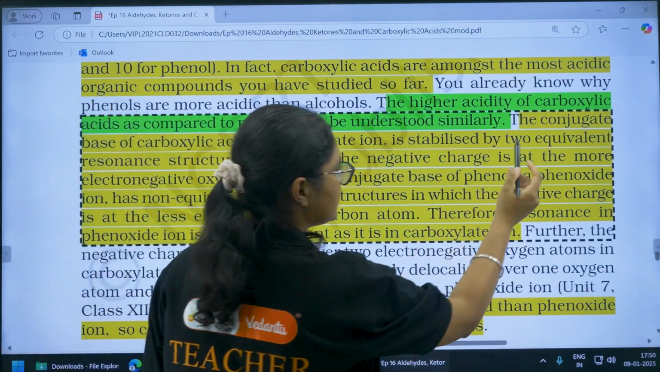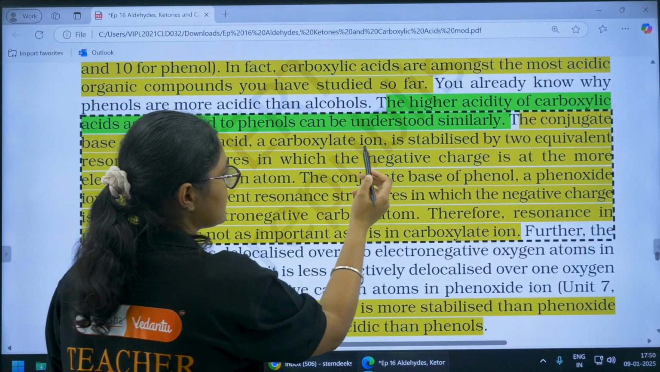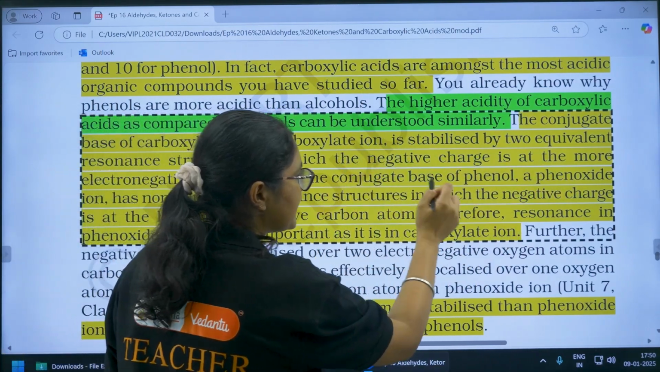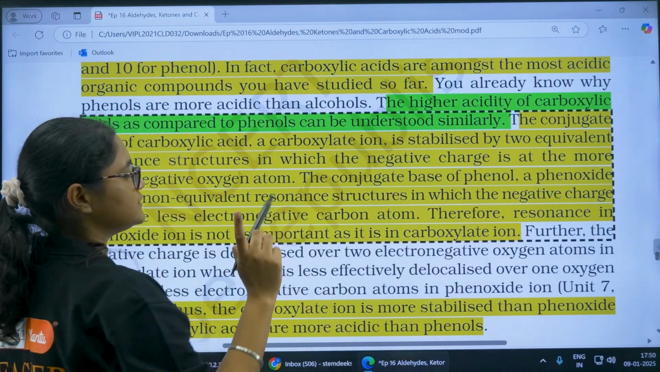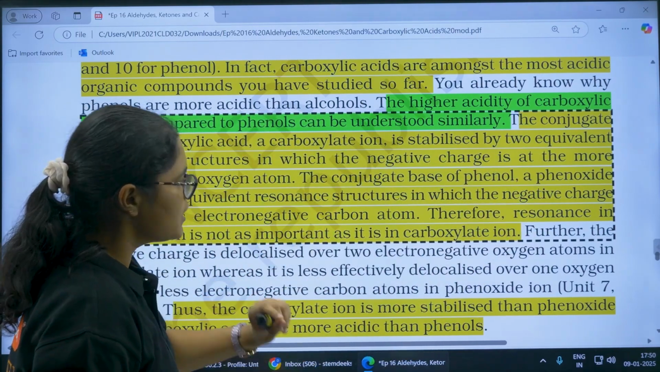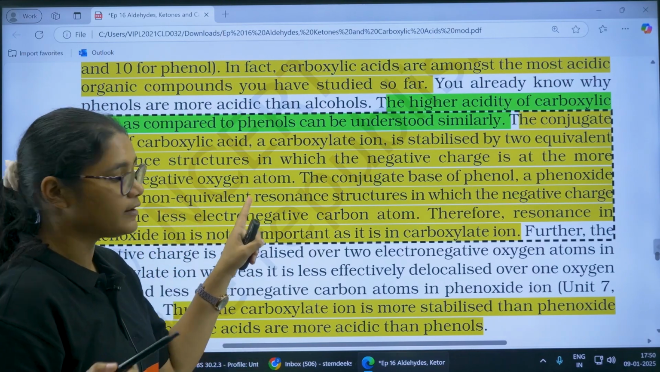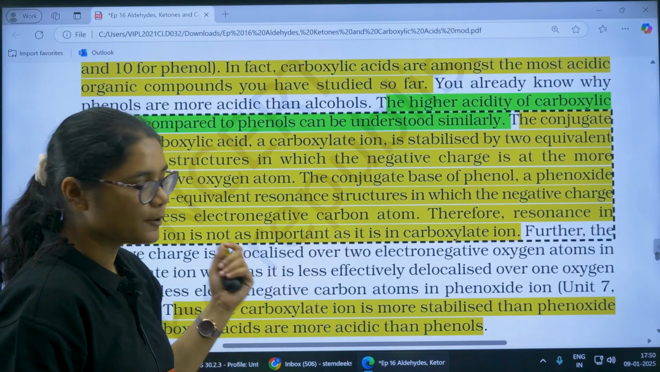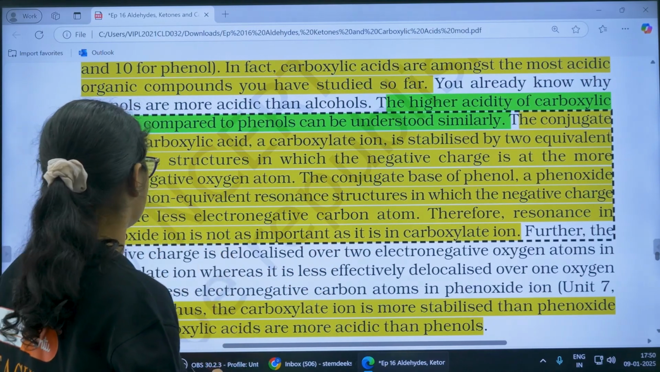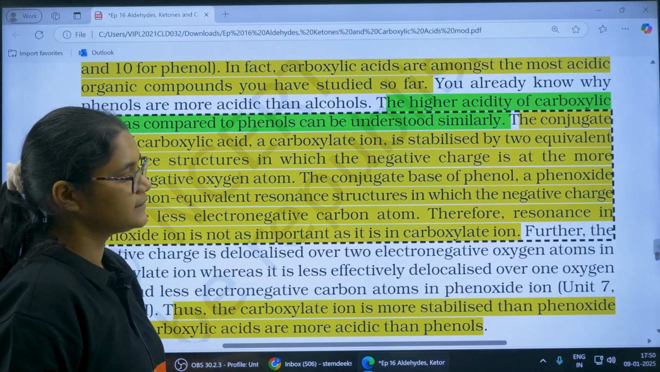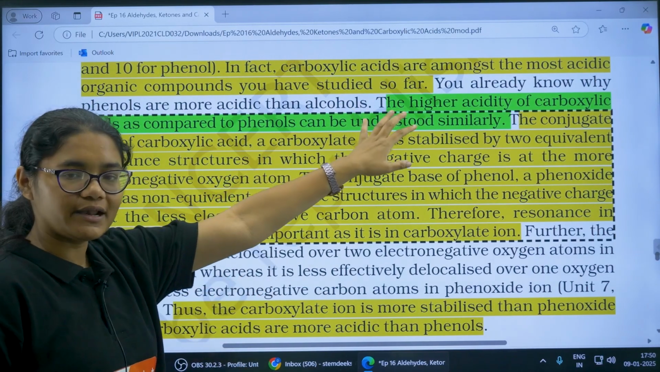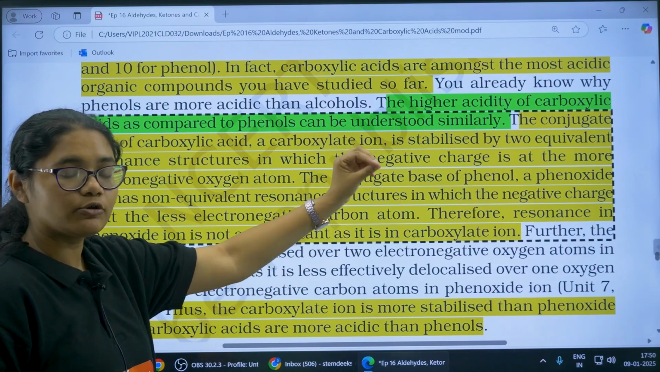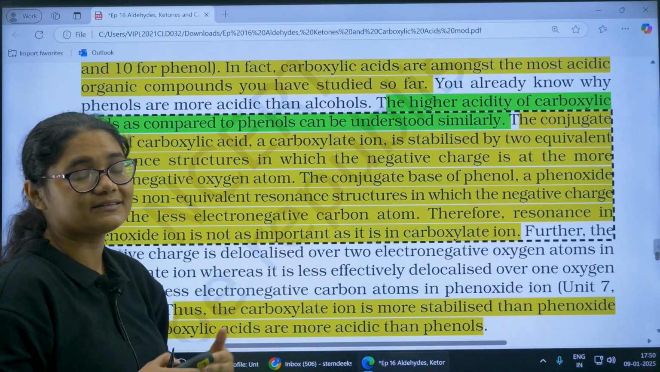The answer here is that the conjugate base of carboxylic acid, a carboxylate ion, is stabilized by two equivalent resonating structures in which the negative charge is at the more electronegative oxygen atom. Now the conjugate base of phenol, a phenoxide ion, has non-equivalent resonating structures in which the negative charge is at the less electronegative carbon. Therefore the resonance in phenoxide ion is not as important as it is in carboxylate ion. So two things: it has equivalent structures and the negative charge is on the more electronegative atom, and here it has non-equivalent structures and the negative charge is on the less electronegative atom.